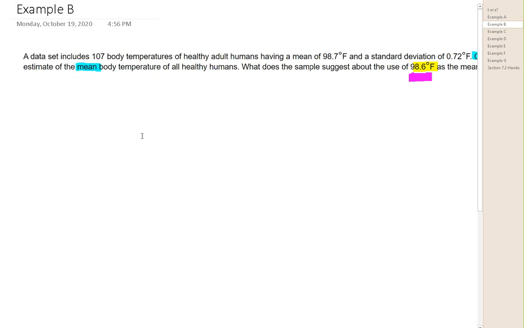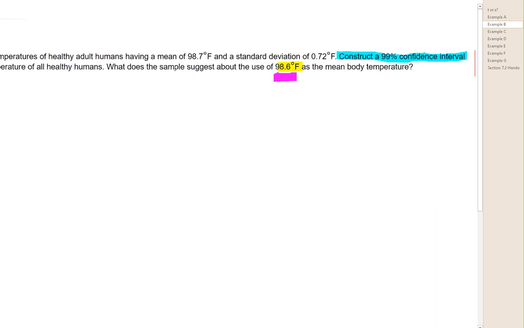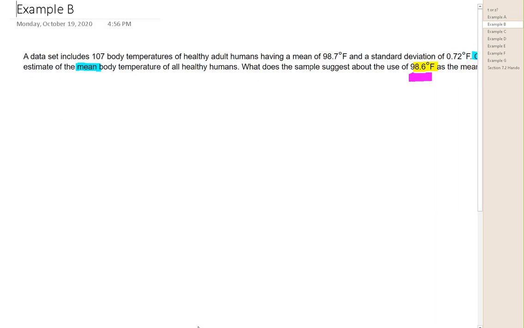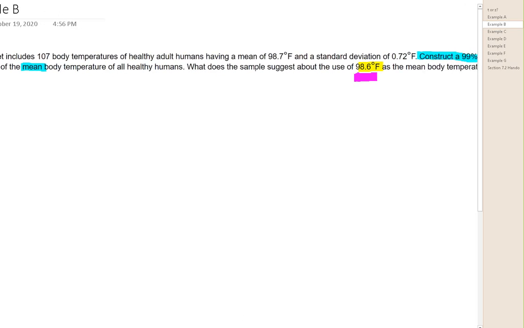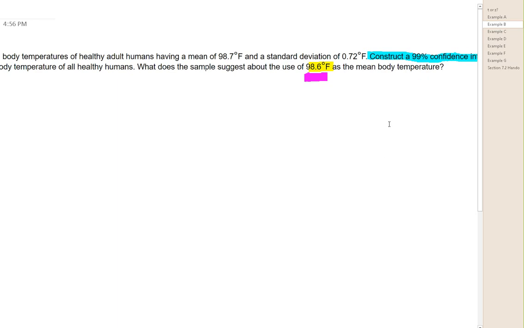A data set includes 107 body temperatures of healthy adult humans with a mean of 98.7 and a standard deviation of 0.72 degrees Fahrenheit. Construct a 99% confidence interval estimate of the mean body temperature of all healthy humans. What does the sample suggest about the use of 98.6 as the mean body temperature?